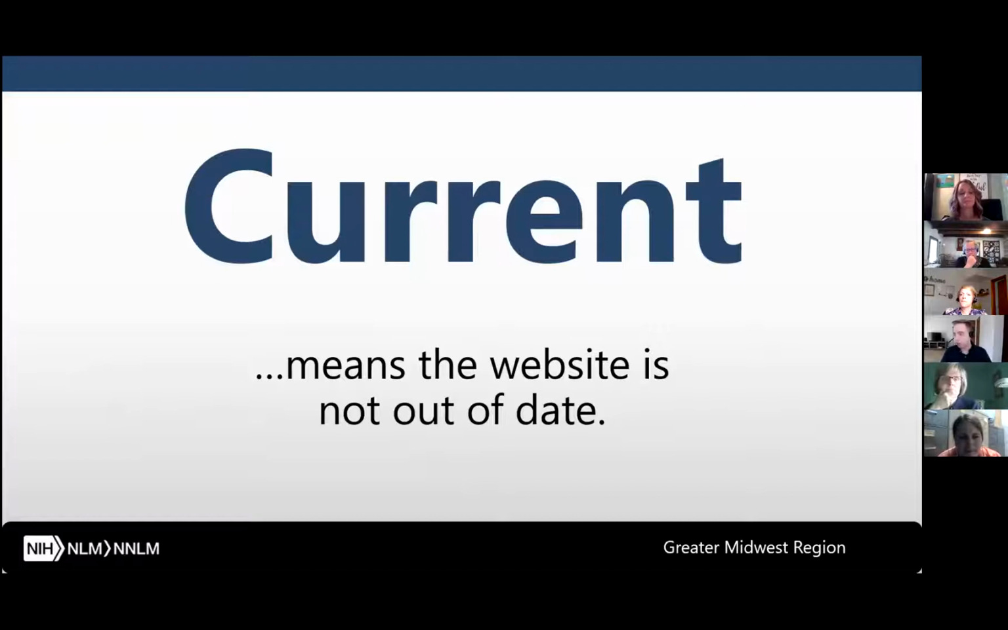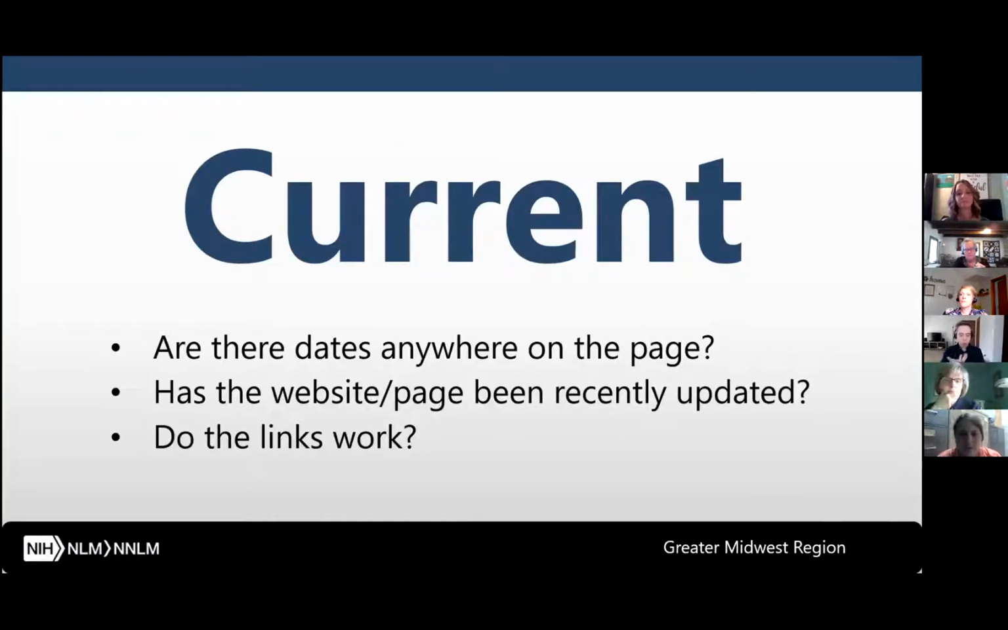And the third part of ABC is current. So this means that the website is not out of date. And this is probably the most simple concept, but usually means looking around on the website, on the pages themselves. Questions to think about are, are there dates anywhere on the page? Good websites know that health information is constantly changing, and they want to make sure you're seeing the latest information.